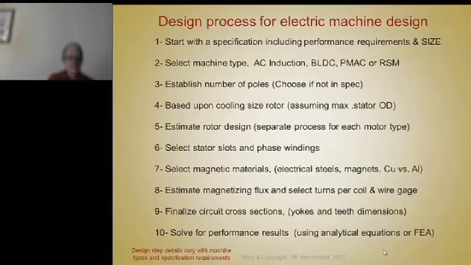Let's see, I'm looking at other. The number 6 here, select the number of stator slots and the phase winding. That's an important step that requires a clear understanding of what the choices are and why you pick the ones you pick. Many times the number one criteria is performance.